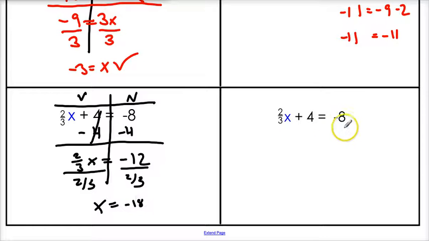Sure enough, I'd like you to check that. Let's see if that works. So let's plug it in. 2/3 times negative 18 plus 4 is equal to negative 8. Well, what are we going to do first? Let's do 2/3 times negative 18.